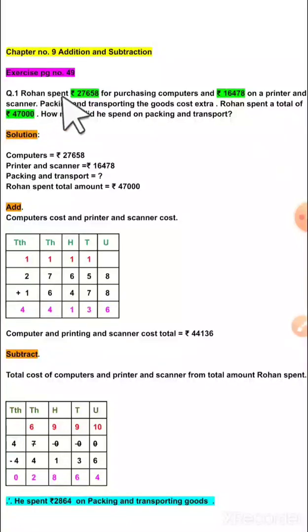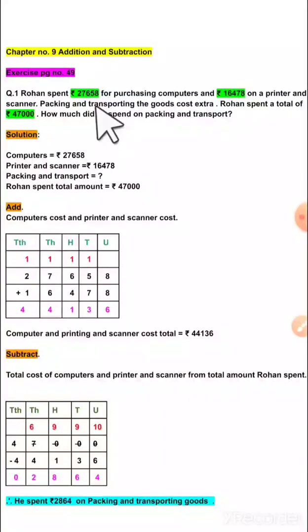Rohan spent rupees 27,658 for purchasing computers and rupees 16,478 on a printer and scanner. Packing and transporting the goods cost extra. Rohan spent a total of rupees 47,000. How much did he spend on packing and transport?